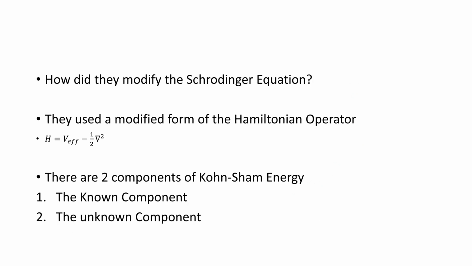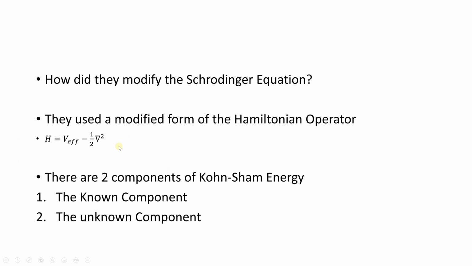So moving on towards how they modified the Schrödinger wave equation. What did they do so that the ground state density of a non-interacting system became equal to the ground state density of an interacting system? They used a modified form of the Hamiltonian operator, and this Hamiltonian operator is given by H is equal to V effective minus 1/2 del squared. So this V effective is the effective potential, and this was the modified form of the Hamiltonian.